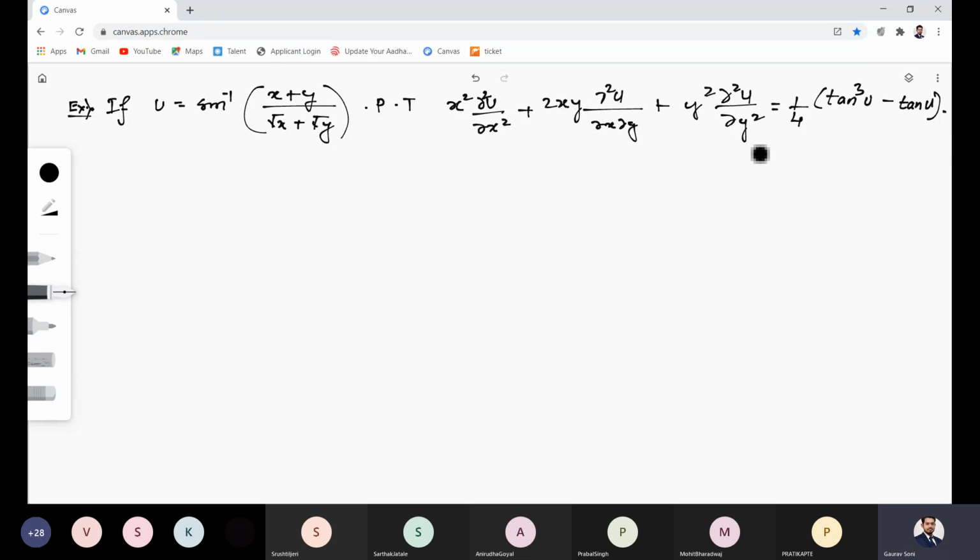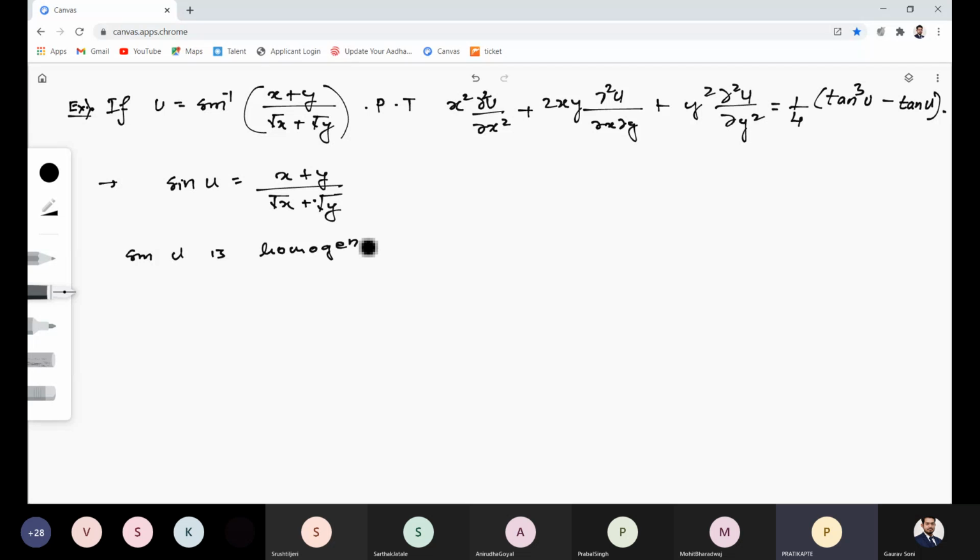So first of all, tell me the degree. Is it homogeneous? Sin u will be homogeneous. So sin u is equal to x plus y upon root x plus root y. Sin u is homogeneous of degree 1 by 2.